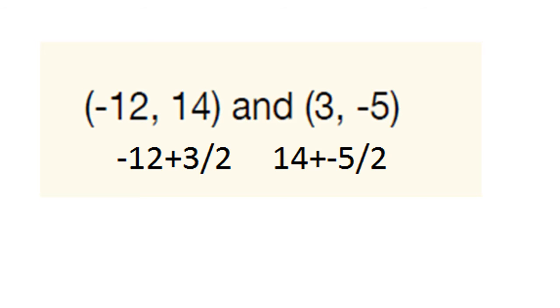And for the last one, -12 and 3, that's -9. So -9 over 2. You could leave it -9 over 2, or you could say -4.5. Now for the y values, 14 and -5 is 9. So you could say 9 over 2 or 4.5.